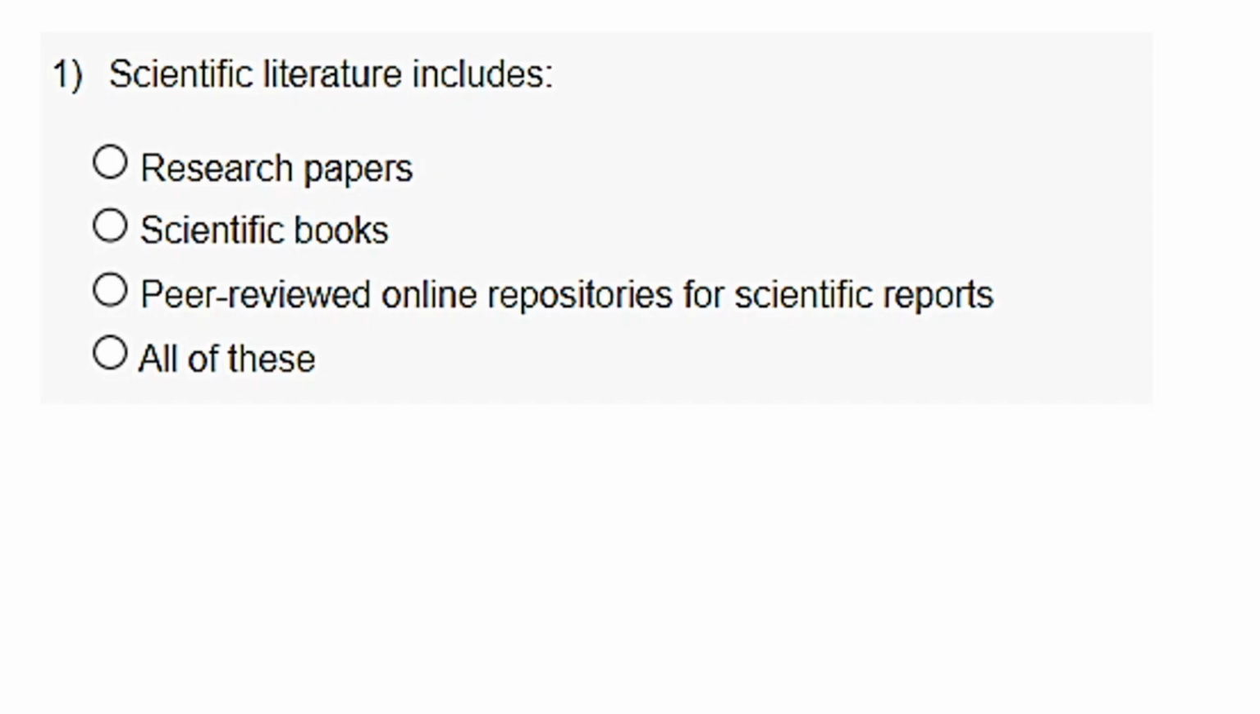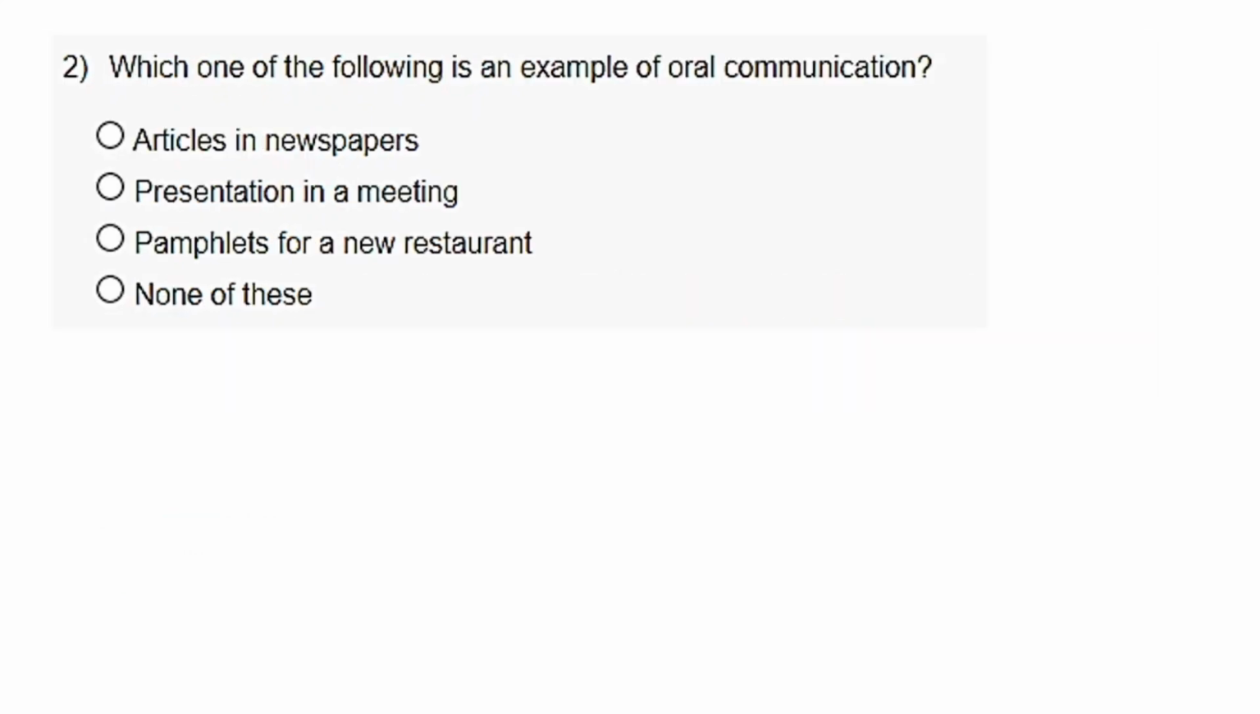Then there are peer-reviewed online repositories for scientific reports. Some may not be published in journals, and some may not even be peer-reviewed, but here in the option it's peer-reviewed. They are articles of some sort, not exactly published as research papers, but those are still considered scientific literature. We have conference papers, we have journal papers, all of these are scientific literature. So yes, the answer is all of these, as someone said, and it's correct. We'll move on to the next question.